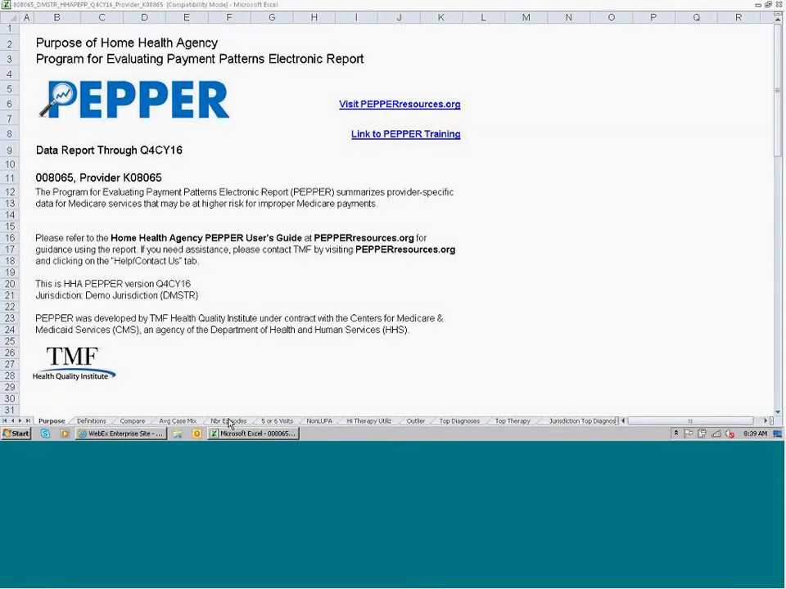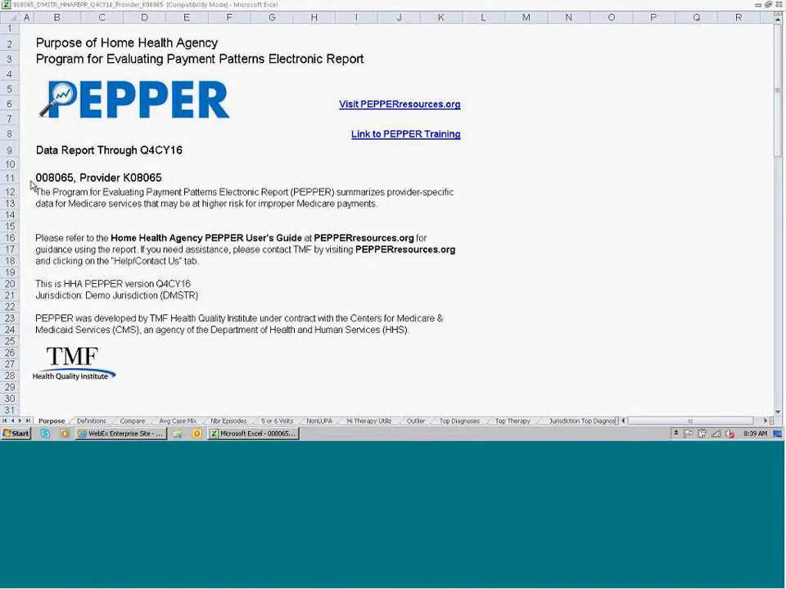When you open your PEPPER, the first page that you will see is this one. It's called the Purpose page. It will identify for you the most recent quarter of statistics that are summarized in the PEPPER. Remember, the PEPPER summarizes 3 calendar years of home health agency claims data statistics. So this report is through the 4th quarter of calendar year 2016.